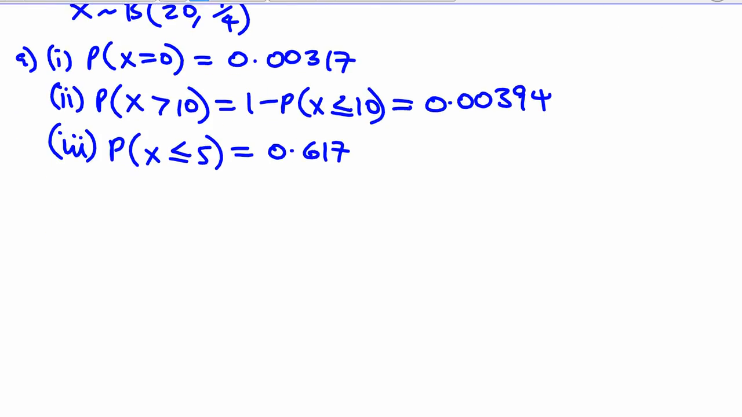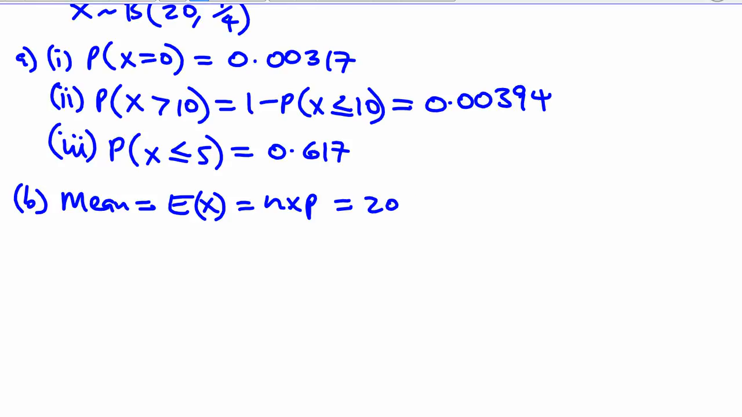I'll move to B. Now, in B, they want us to calculate the mean and standard deviation. Mean is equal to the expected value, and the formula is n multiplied by p. Our n value is 20, our p is a quarter, and a quarter of 20 is 5. So that's the mean.